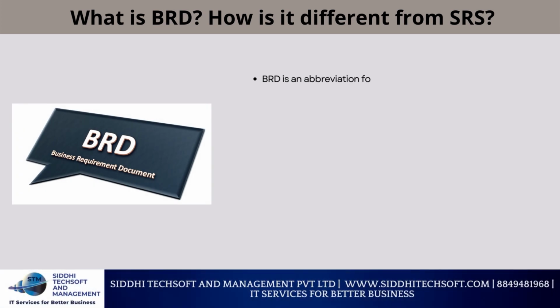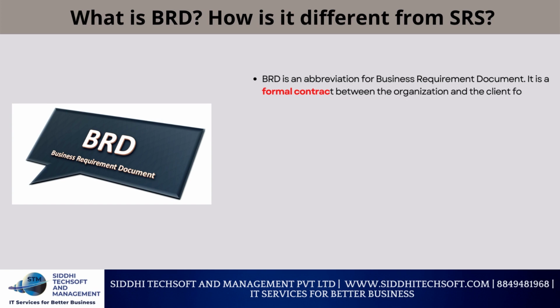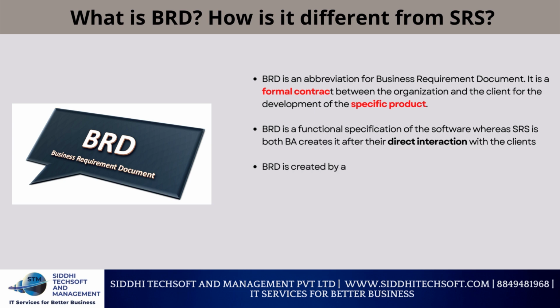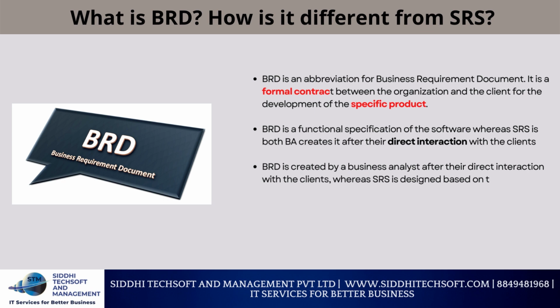What is BRD? How is it different from SRS? BRD is an abbreviation for Business Requirement Document. It is a formal contract between the organization and the client for the development of the specific product. BRD is a functional specification of the software, whereas SRS is both. BRD is created by a business analyst after their direct interaction with the clients, whereas SRS is designed based on technical expertise and needs. SRS is derived from BRD.